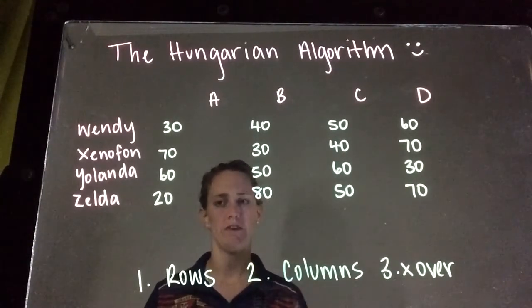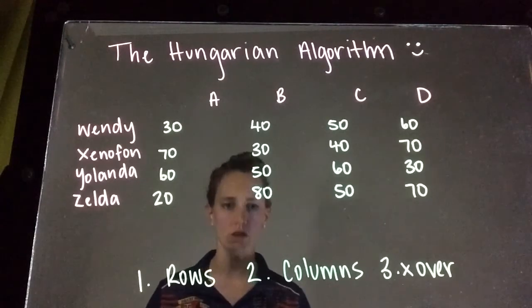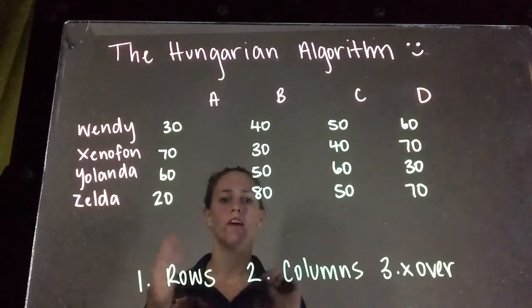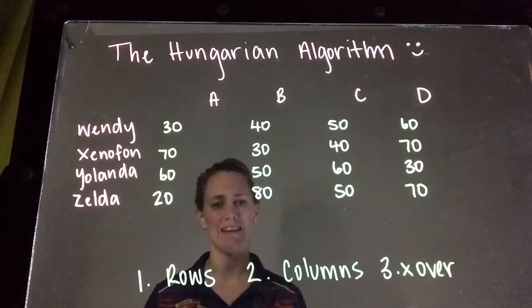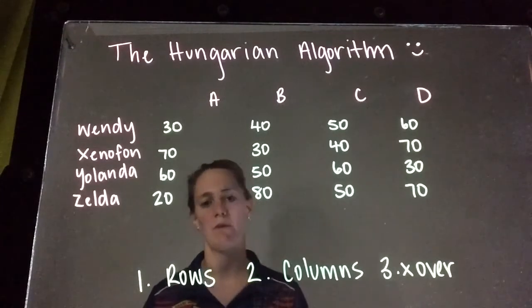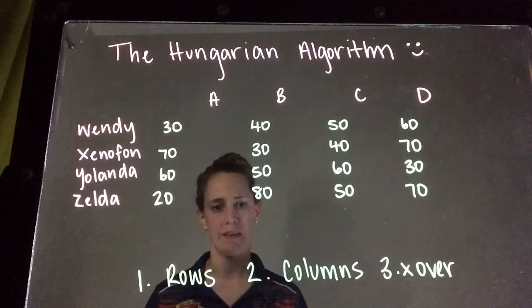And what we want to do is identify 4 lines that cross through 4 different zeros. Now that might seem a little bit funny when I say it initially, but as we work through the problem I'll identify what I mean.